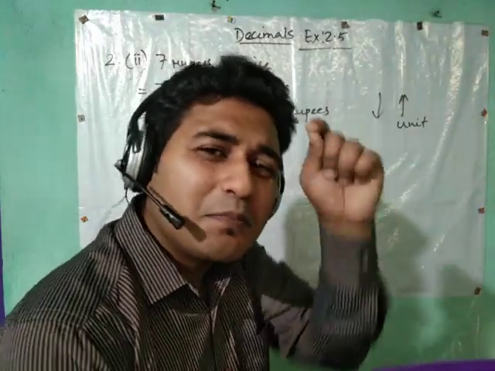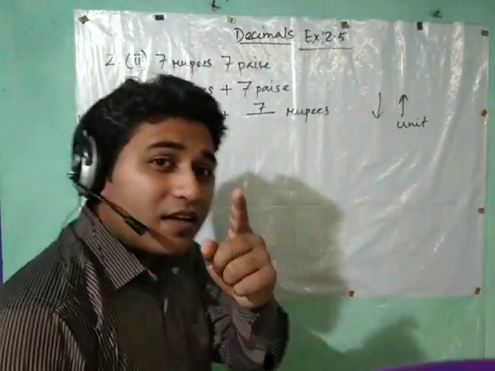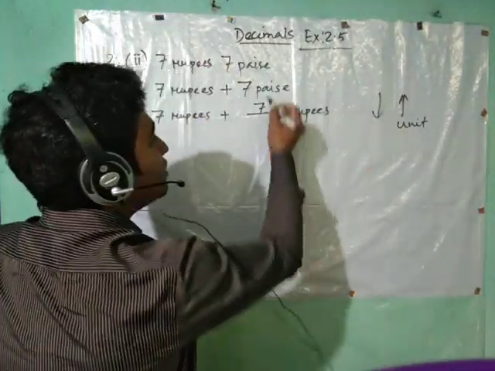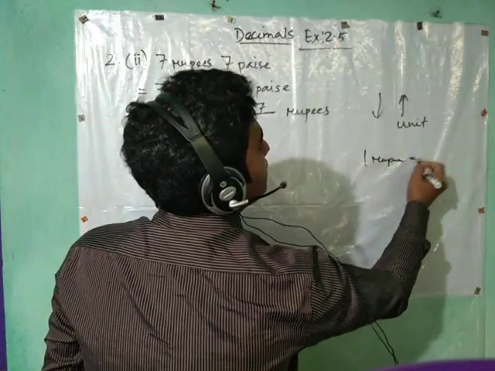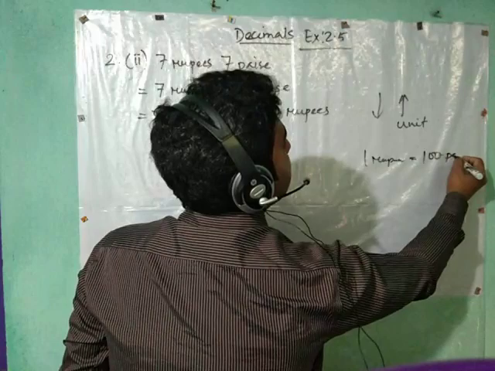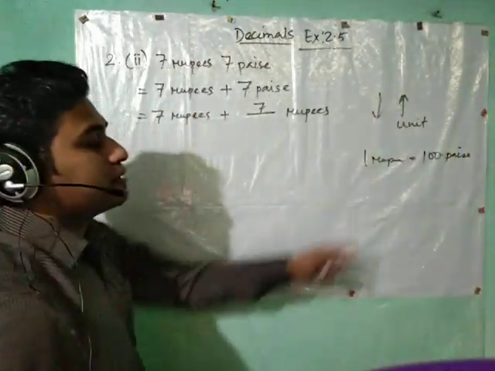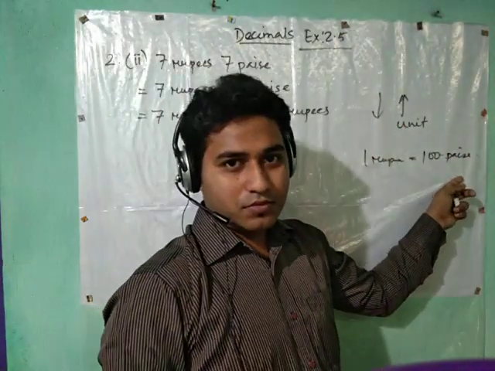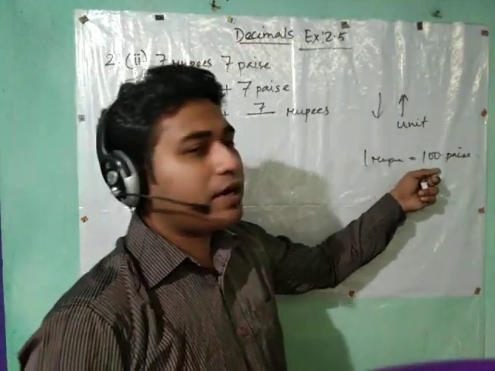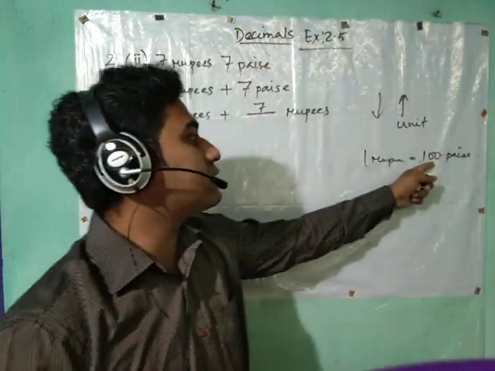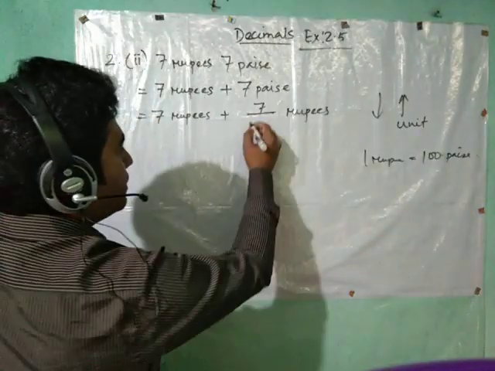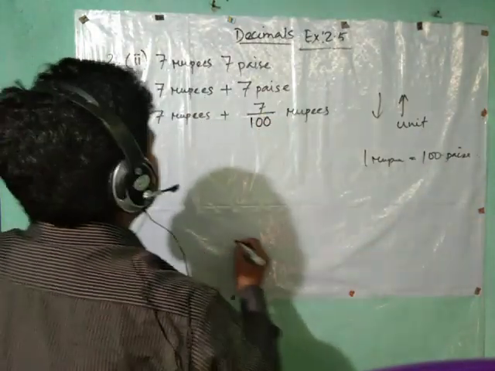By what? By the relation between rupee and paisa. 1 rupee equals how many paisa? 100 pice. Yes or no? Isn't it? So किससे divide करना होगा हमें? So इस 100 से divide करना होगा. हमें इसको ही बस याद रखना है. That means we have to divide it by 100.